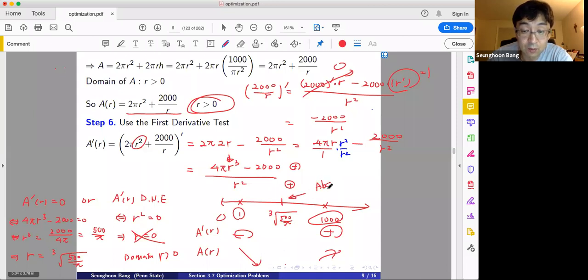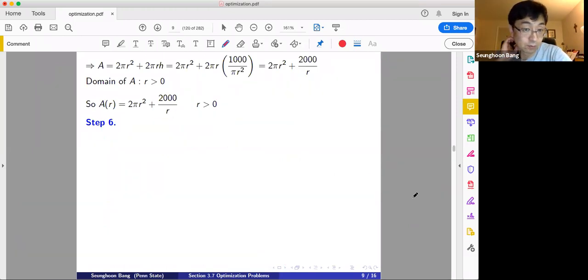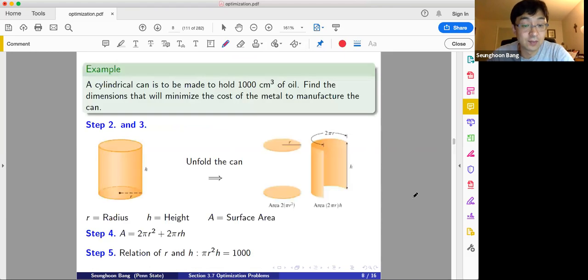The absolute minimum at r, sorry, r equals the cube root of 500 over pi. Is that right? What's the question? You have to find the dimensions of the cylinder. What are the dimensions of a cylinder? You can find the radius r and the height h. We have r. What's r? The cube root of 500 over pi.